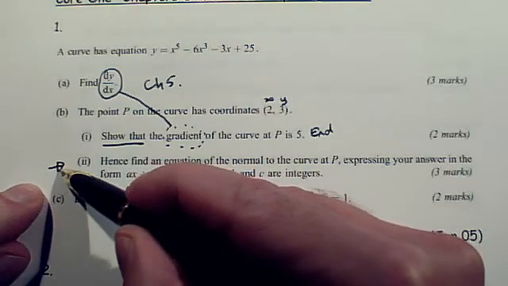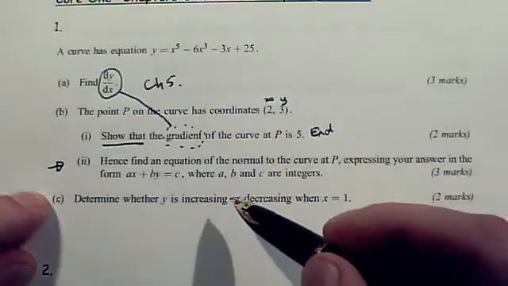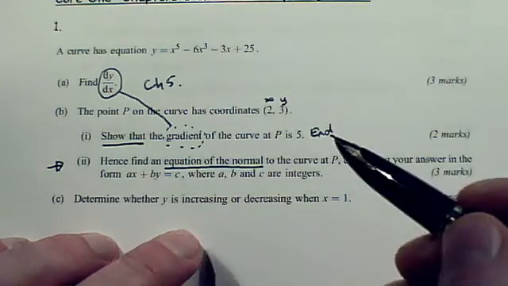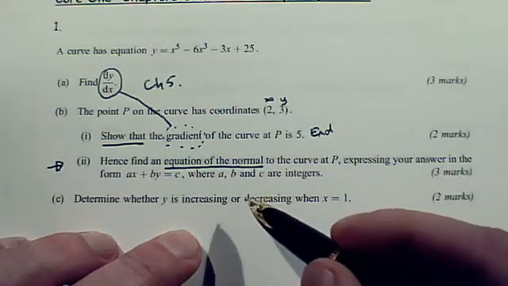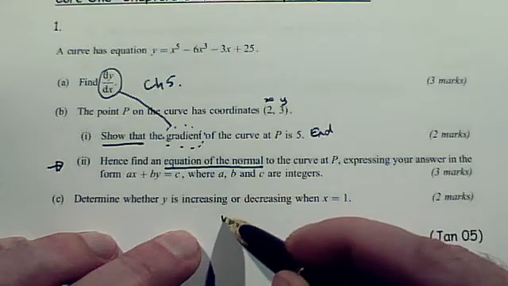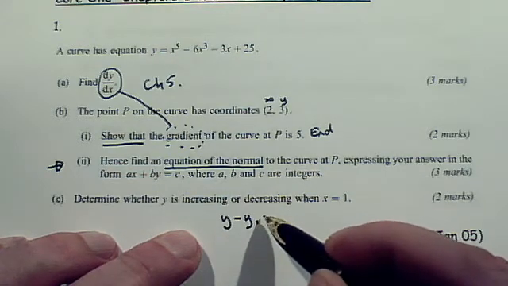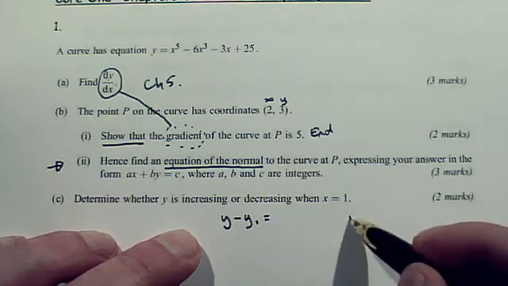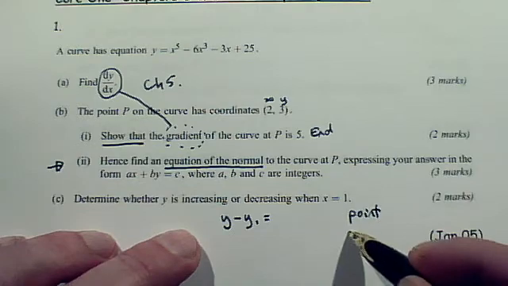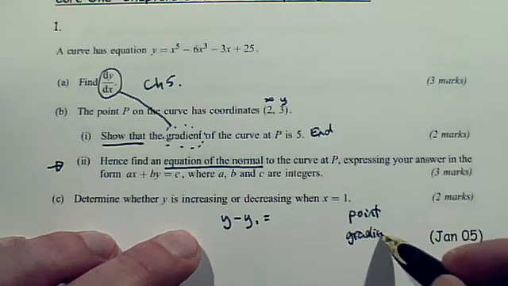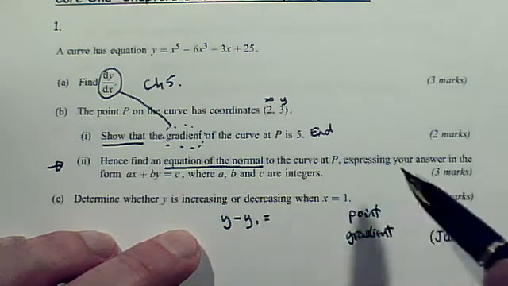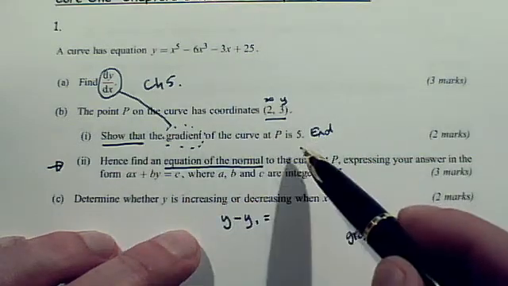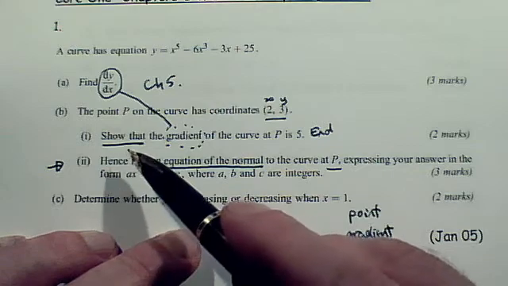Here's a re-entry point. Even if you couldn't do any of the question up to this point, we now need an equation of the normal. That's a straight line. You've got a standard recipe from chapter 3 for straight lines. It begins y minus y1 equals. And all you need to feed into that recipe are a point and a gradient. Now we've already got the point P, and we've got a gradient of 5 from the previous part.